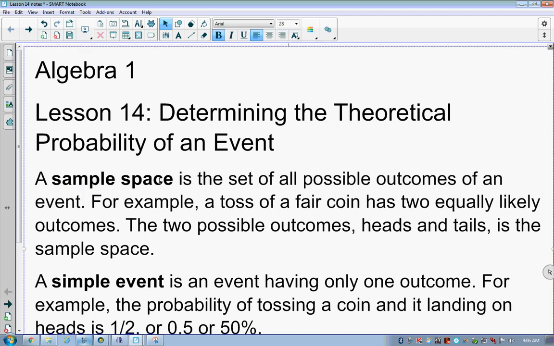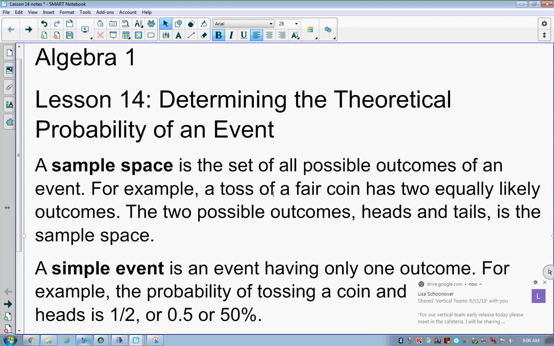A sample space is the set of all possible outcomes of an event. For example, a toss of a fair coin has two equally likely outcomes. So if we're looking for the total number of outcomes for flipping a coin, that total would be 2, right? The two possible outcomes are heads and tails. That's the sample space, okay? Flipping a coin's a pretty easy event to look at.